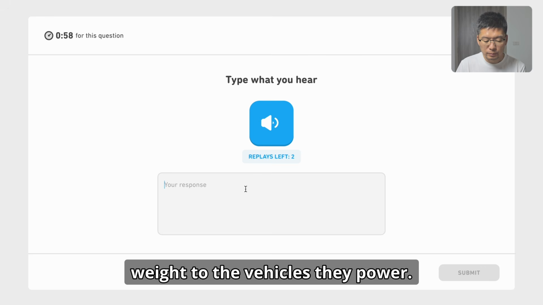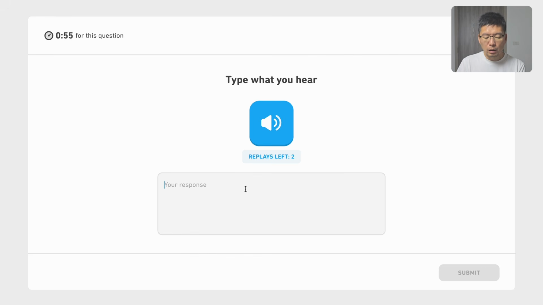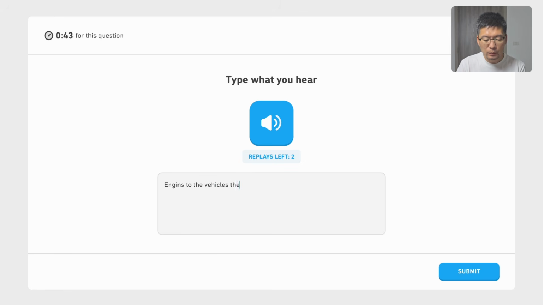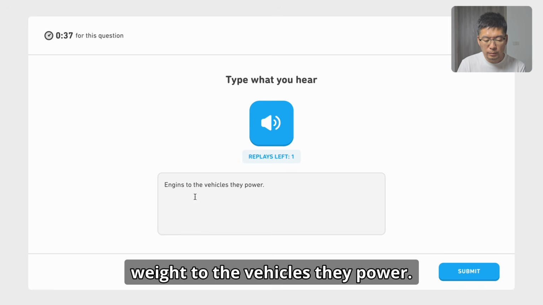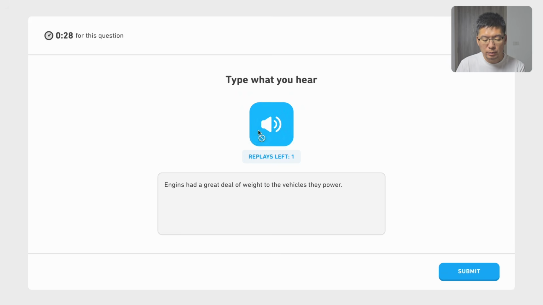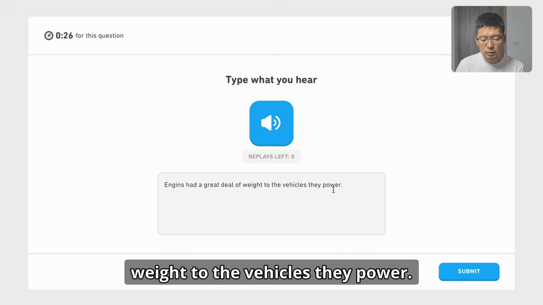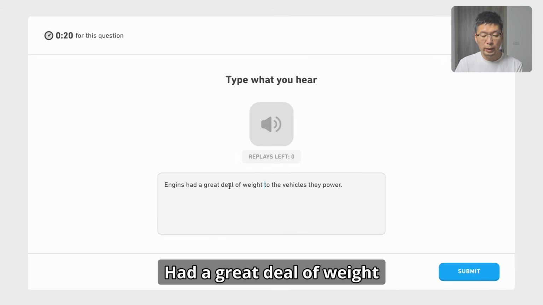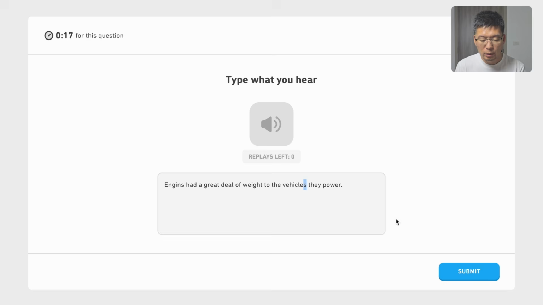Engines add a great deal of weight to the vehicles they power. Engines, what to the vehicle? They power, right? They power. Engines add a great deal of weight to the vehicles they power. Add a great deal of weight. Engines add a great deal of weight to the vehicles they power. Okay, engines add a great deal of weight to the vehicles they power.